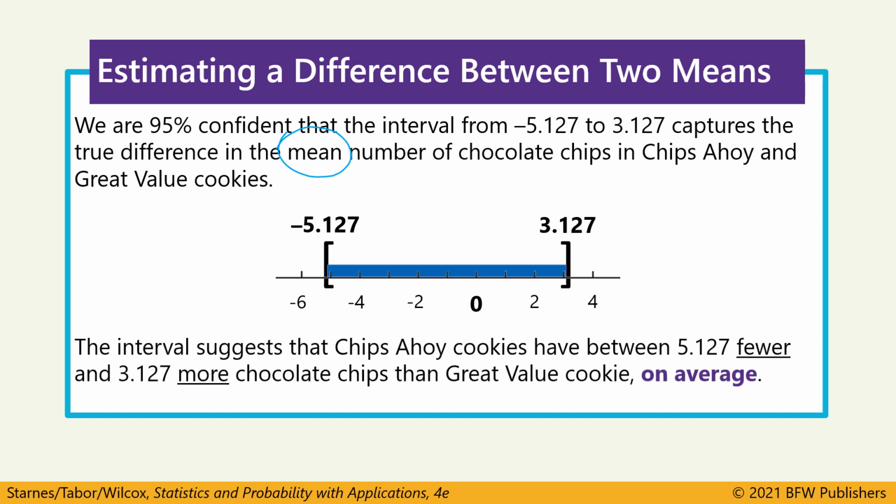Another way we can interpret this is that the interval suggests that Chips Ahoy cookies have between 5.127 fewer, that's because it's negative there, and 3.127 more, that's because this one is positive, chocolate chips than Great Value cookies on average. This takes the place of mean. And when we write this out, we write Chips Ahoy in relation to Great Value, because when we calculated this interval, Chips Ahoy was x bar 1 and Great Value was x bar 2.